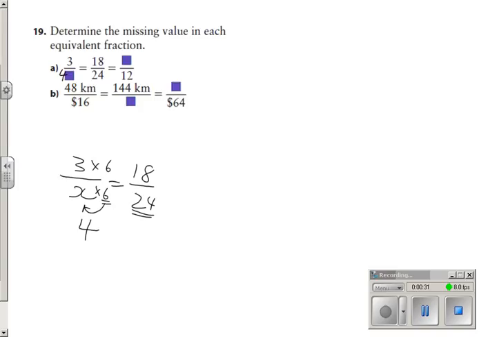And the second one is a piece of cake. I divided it by 2, and I divided by 2. So my answer up here is 9.